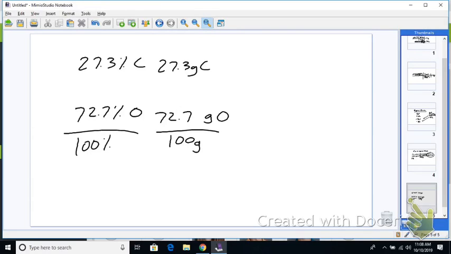Is that it? Or is there more? Well, yeah, there's a lot more. Okay, so the first step you do is change percents to grams. Now, if they're already in grams, do you change percent to grams?